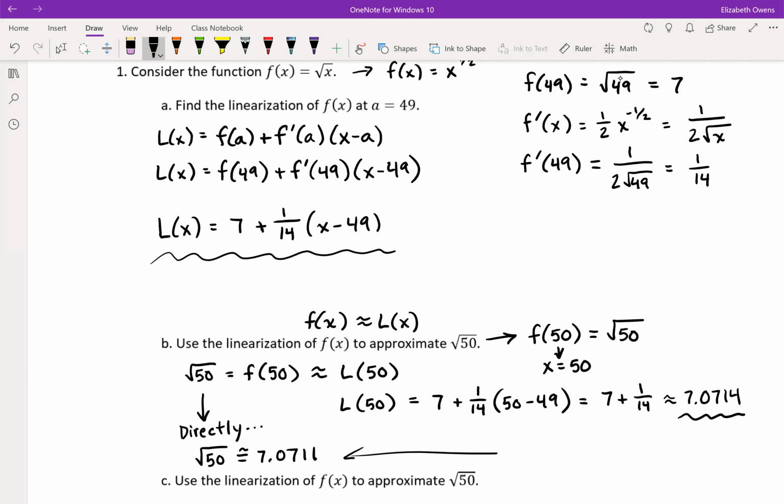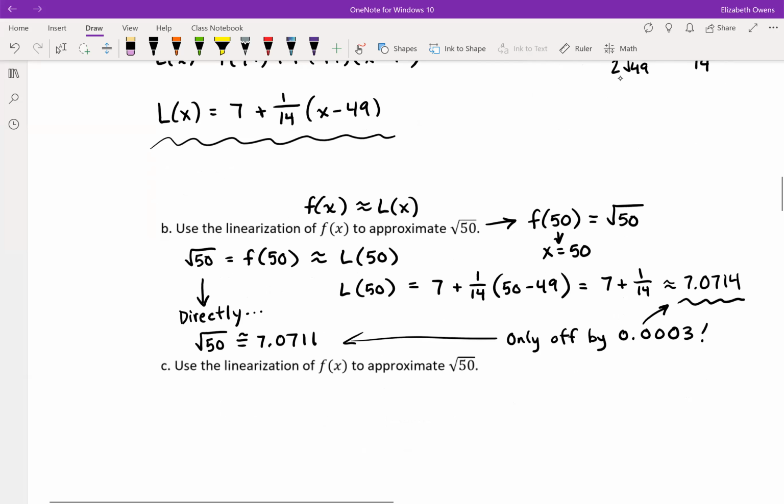So that is only off by a very tiny amount, 0.0003. Which is not too shabby. That's 3, what would that be? Tenths, hundredths, thousandths, 10,000ths. So 3 10,000ths. That's pretty impressive for just using a linear function to approximate that square root.